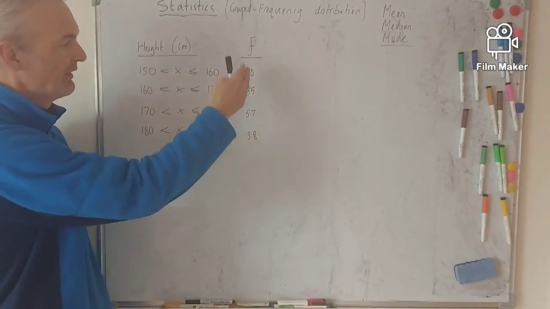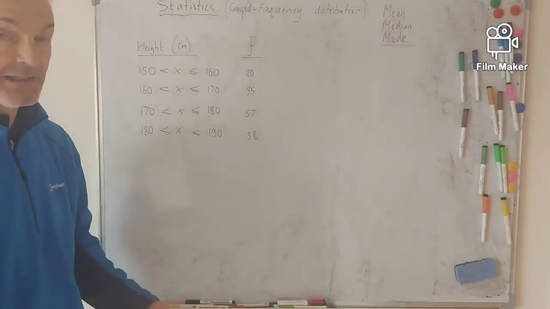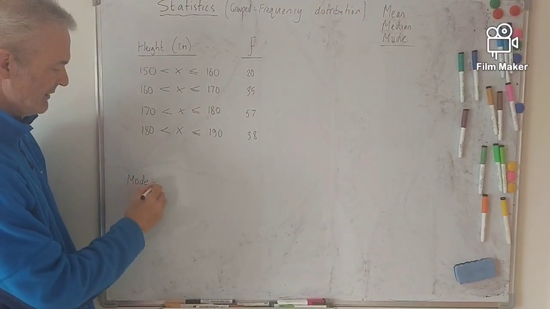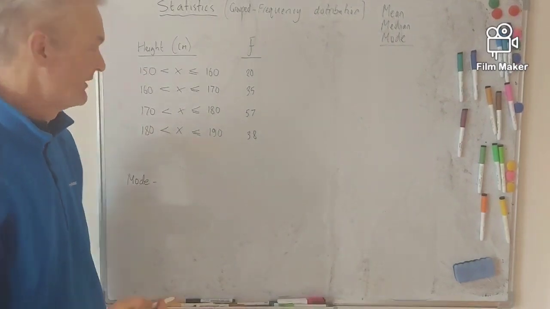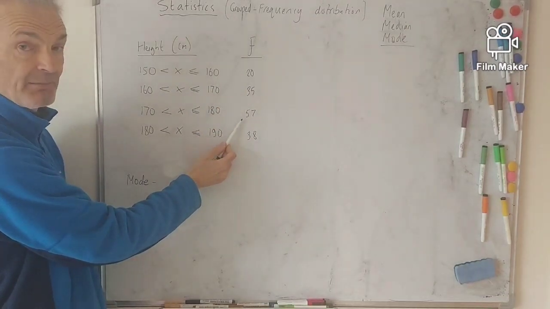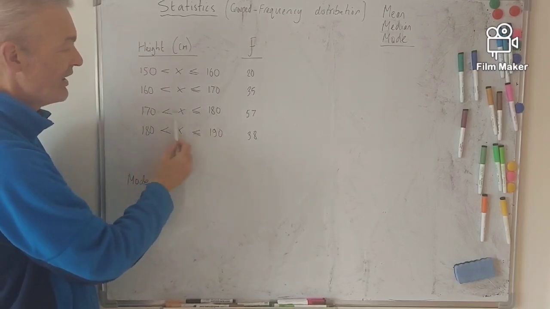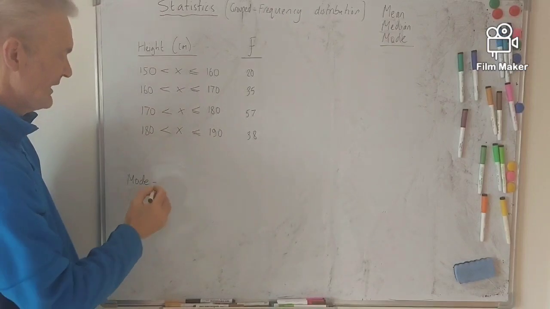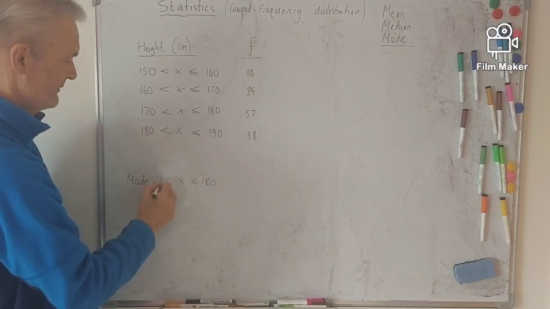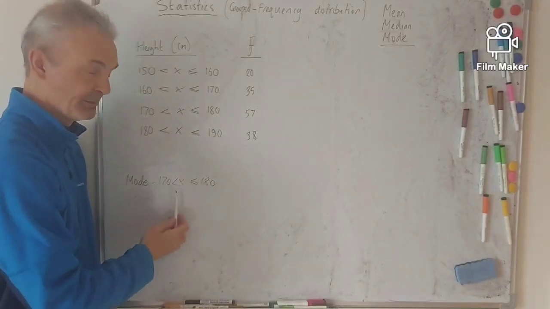Okay, so here are our groups. Here's our frequency, and we're going to find the same items, mean, median and mode. And again, like I did on the last session, I'm going to start with the mode. So remember, the mode is the most frequent. So if we look at the frequencies here, we can see 57 is the biggest. So it's telling us that the most frequent height is between 170 and 180. So we would write it down, the group, exactly like this. Okay, so the mode, the most frequent, is in this group.